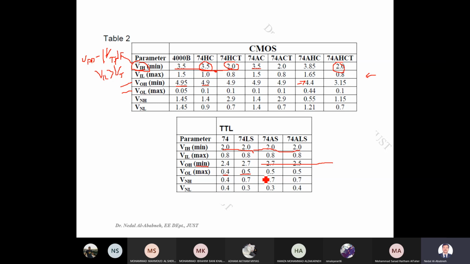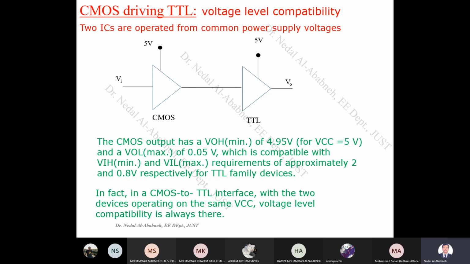اوكي Okay، يعني الآن أنا I'm explaining this to you to be able to read the data sheets with different tables regarding TTL CMOS. هلا خلينا نجي how to interface the different logic gates. Let us start by the CMOS drive TTL.